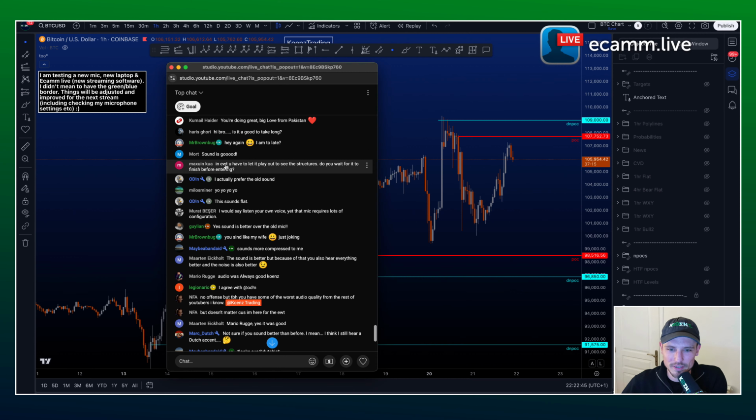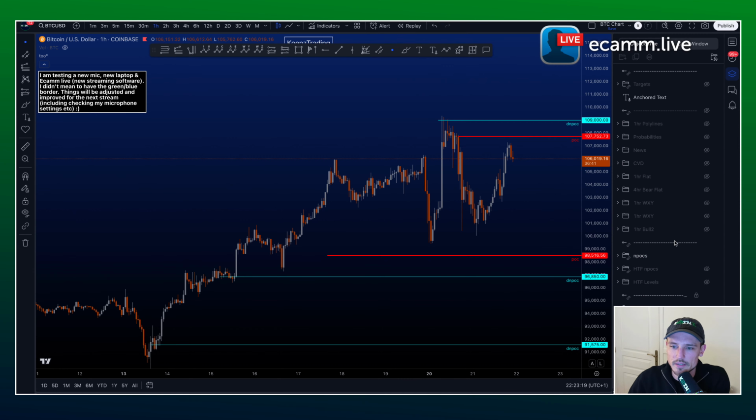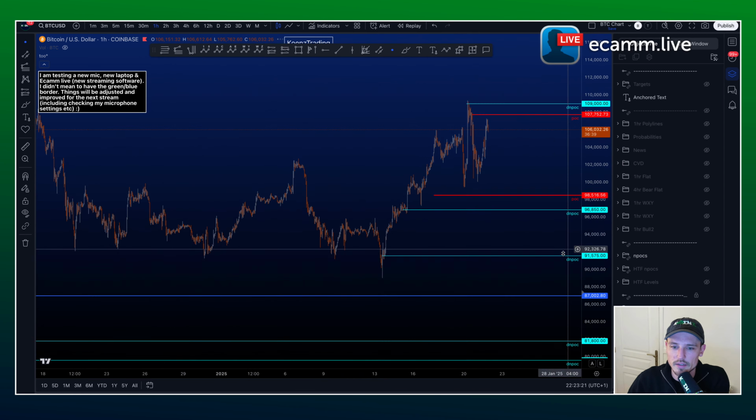Thanks, Mort. Maxine, in LINKTREE theory, you have to let it play out to see the structure. Do you wait for it to finish before entering? Depends on what structure. Of course, if there's an impulse, I will wait for some 4 5s, and then yes, I look to short or long after the final 5. Now I do use other tools for some extra confluence. And with regards to corrective structures, corrections can be very tricky. But generally, you have to decide if a range is corrective or impulsive.